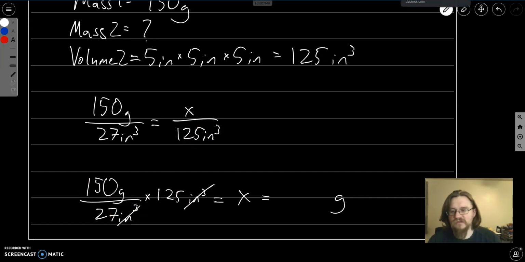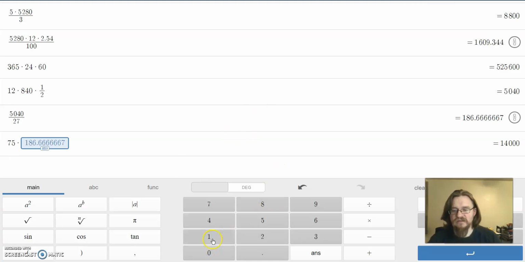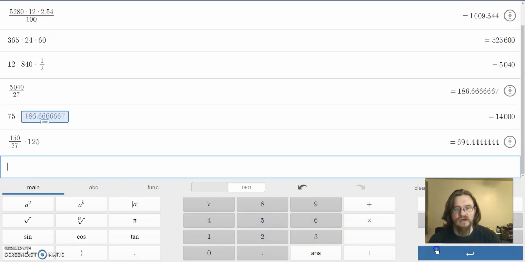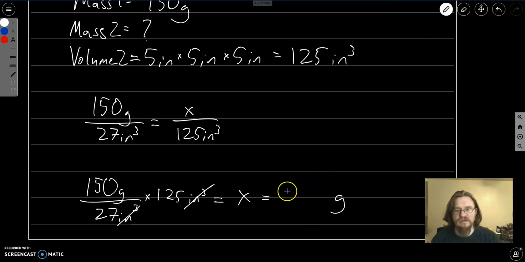So let's come back over to Desmos. And let's take 150 divided by 27. So this is our first ratio. We're going to take this times 125, and this is going to be equal to 694.4, it looks like forever. I'm going to round this to the nearest whole number, so the whole number would stop at the first 4. So this is going to be 694 grams after I've rounded it to the nearest whole number.